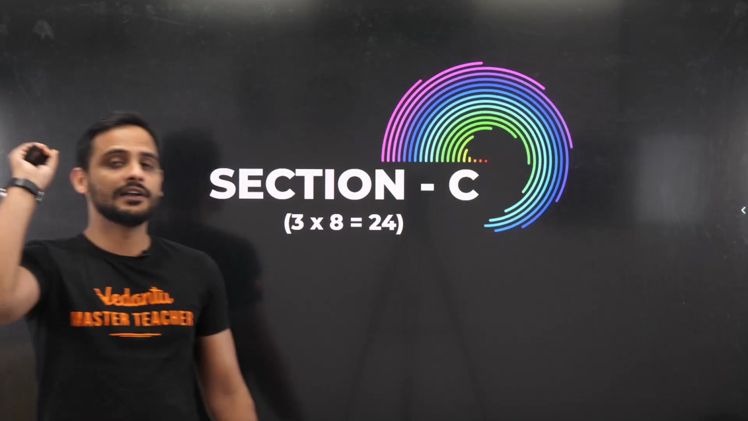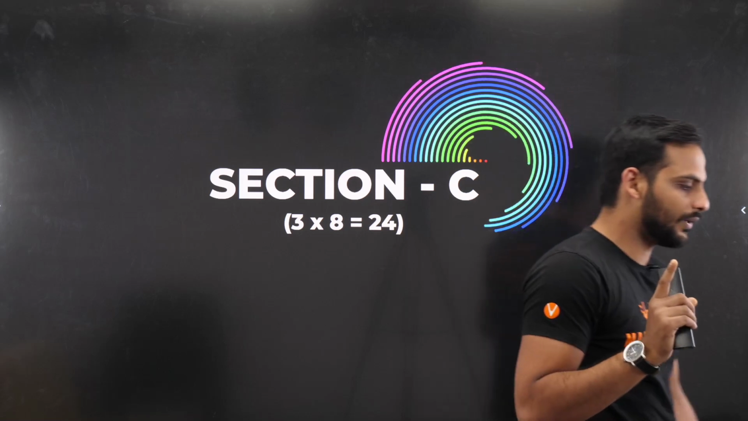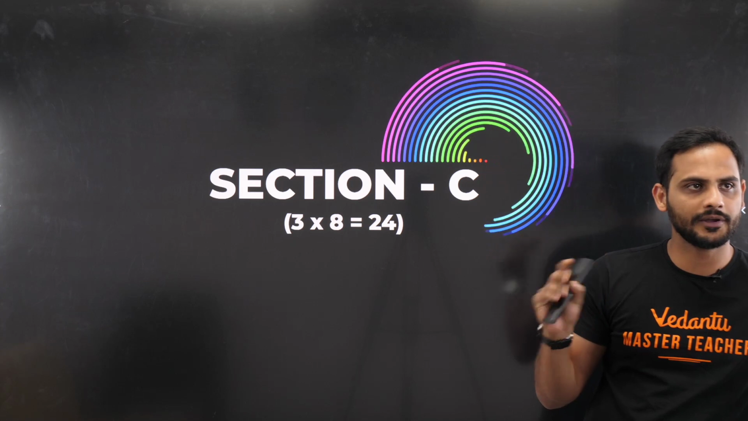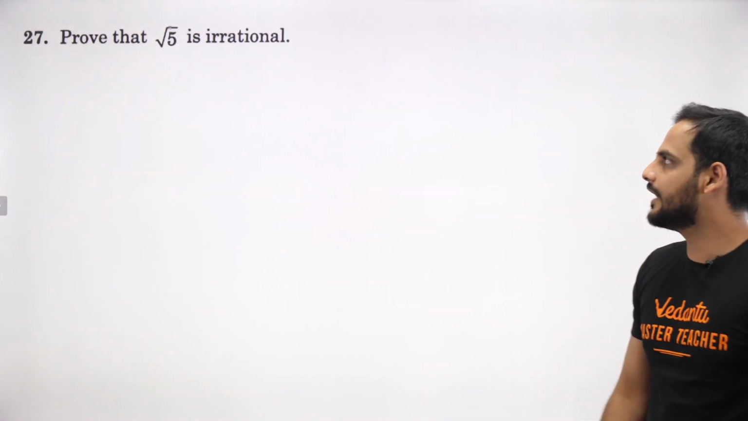अच्छा, if it is section C तो वो 2 marks का ही था question. So you can do it without showing the proof also. ठीक है? बिना proof के भी तुम लोग कर लोगे. Okay. Next question. Prove that root 5 is irrational.